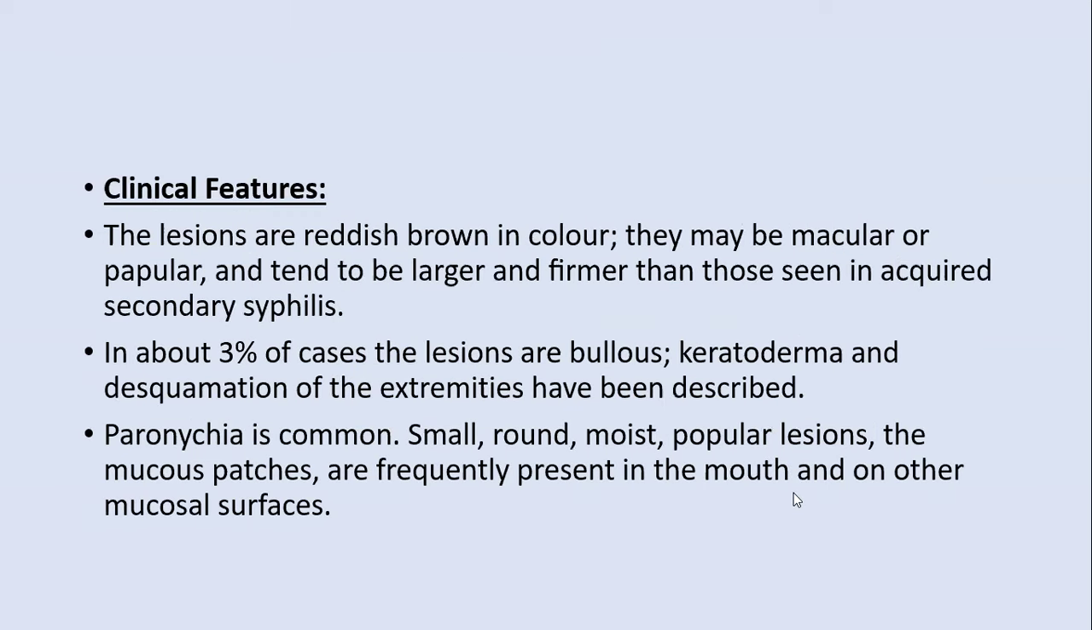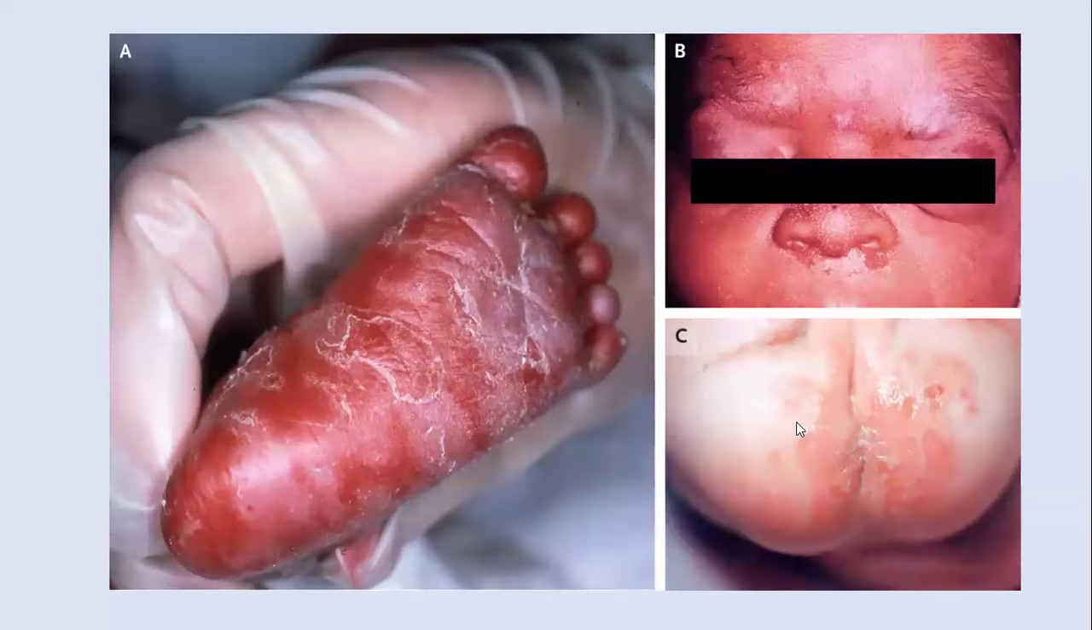Lesions are reddish-brown in color. They can be macular or papular, and larger and firmer than in acquired secondary syphilis. About 3% of the cases have bullous lesions with keratoderma and desquamation of the extremities. Paronychia is common. Small, round, moist papular lesions, the mucous patches, are frequently seen in the mouth and other mucosal surfaces.